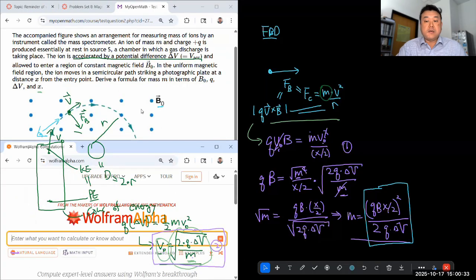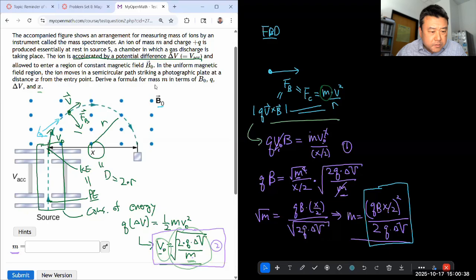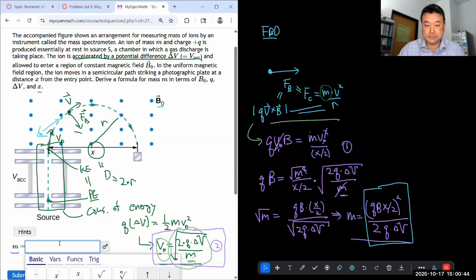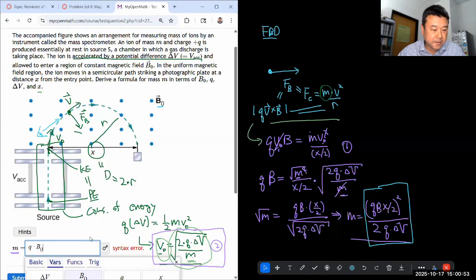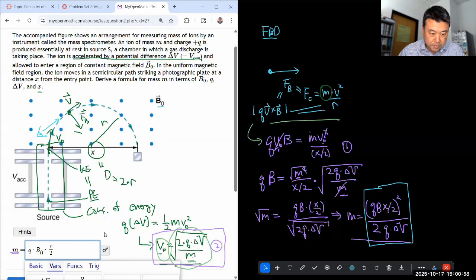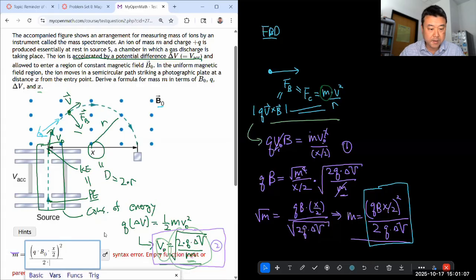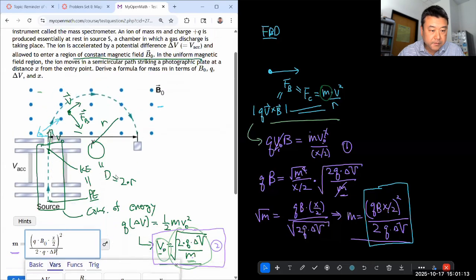Plug in the numbers. All right, Q, oh wait, am I plugging in numbers? No, they are looking for algebraic expressions. So let me just type it in. Sorry, I didn't need that. Q times, I think it's a B naught. Let me just double check to be sure. Under vars, yeah, b naught times, and x divided by 2. Let me make sure I put parentheses around the whole thing. That squared, divided by 2 times q times, and is delta v one of my variables? Yeah, delta v. Good.